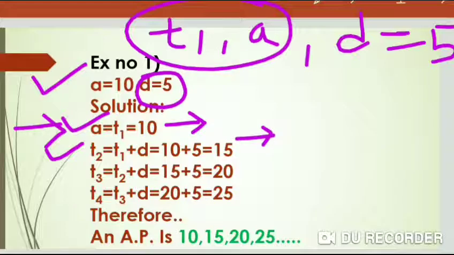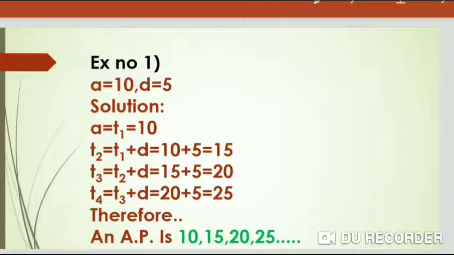See here, we have to add the common difference D to the first term. That means we have to add 5 to the first term 10. Therefore, 10 plus 5, here we get the second term as 15. Okay. Now see the third term.